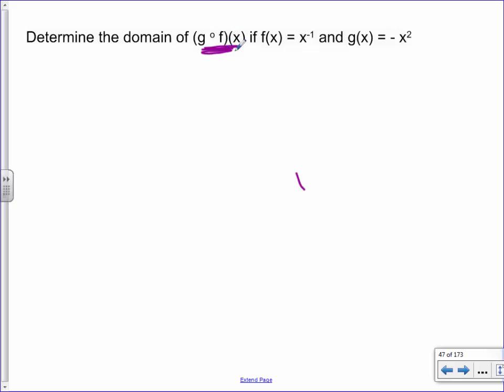It means this. g of f. So it means take the f function and plug it inside the g function. So like substitute the f one inside the g one. So it'll look like this. You'll have negative x to the minus 1 squared. That's what it would be. Fantastic. So can you write it like that? Is that okay?